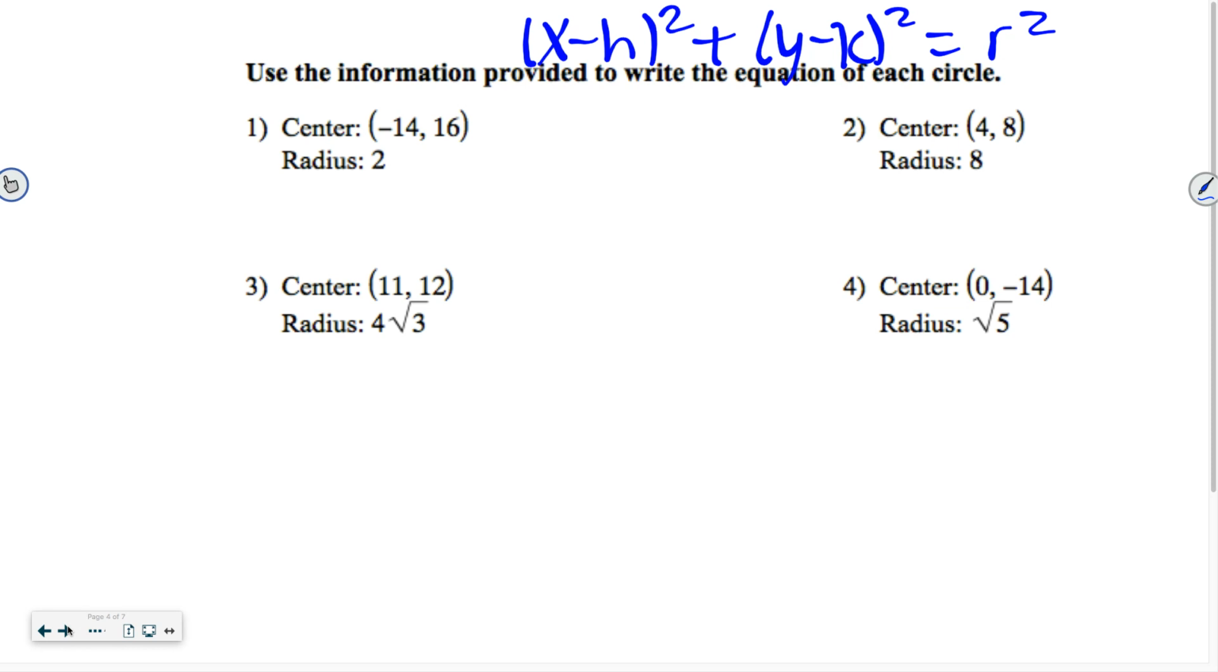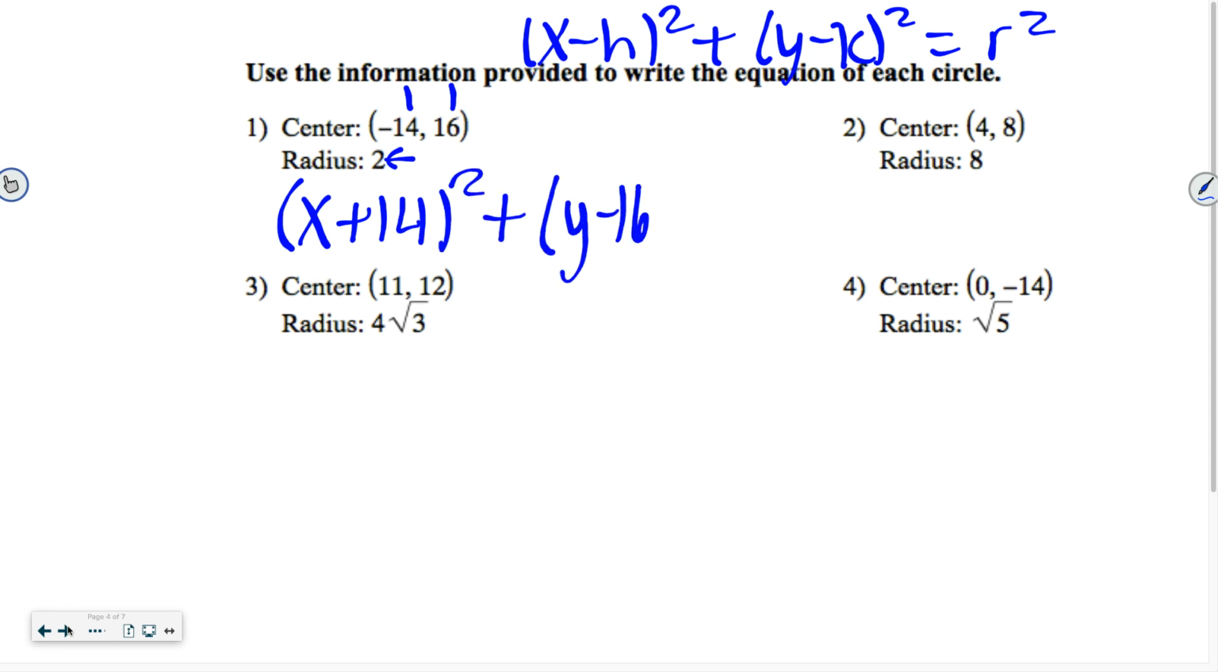Opposite, opposite squared. So it's going to be (x + 14)² + (y − 16)² = 4, because 2 times 2 is 4. All right, super easy. If you think you can jump ahead, do them real quick, go ahead, pause it. If not, we're going to go over it.